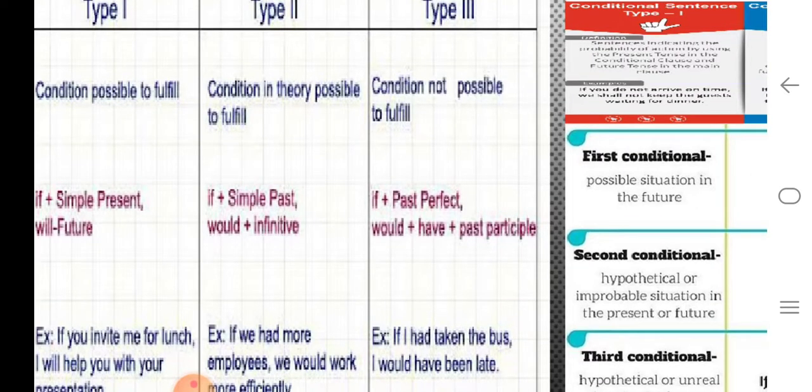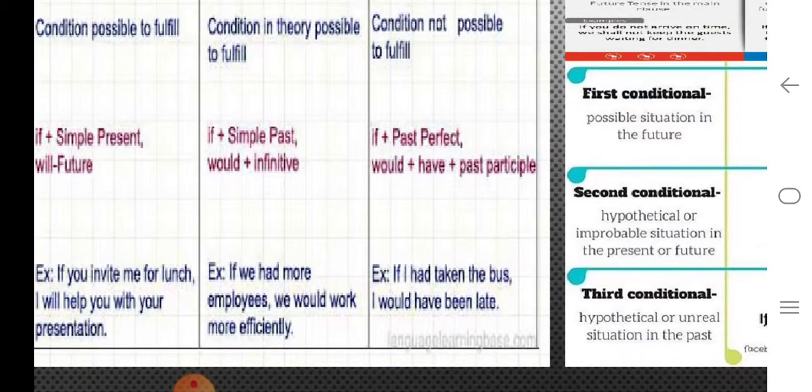Type 2 is condition in theory possible to fulfill. For example, if we had more employees, we would work more efficiently. So here it is kind of a hypothetical, kind of a question mark. Here you are using if plus your simple past, would and the infinitive. And the third condition is not possible to fulfill because it has already happened and it is impossible to change the event or the action now. So here you are using if plus past perfect, would plus have and your past participle. This table you always remember, children, it is very, very important. The example for the third conditional is: if I had taken the bus, I would have been late.